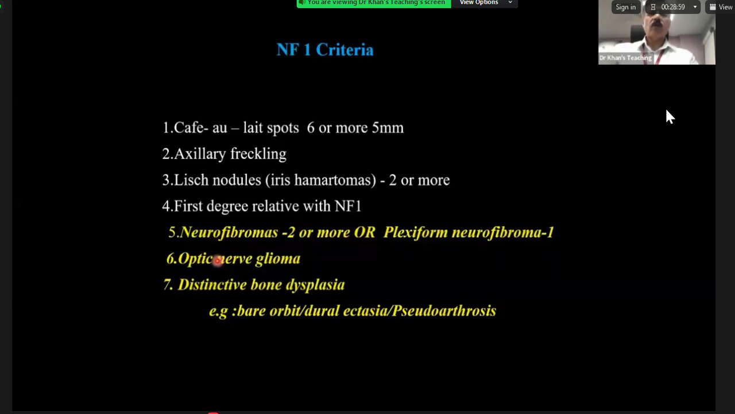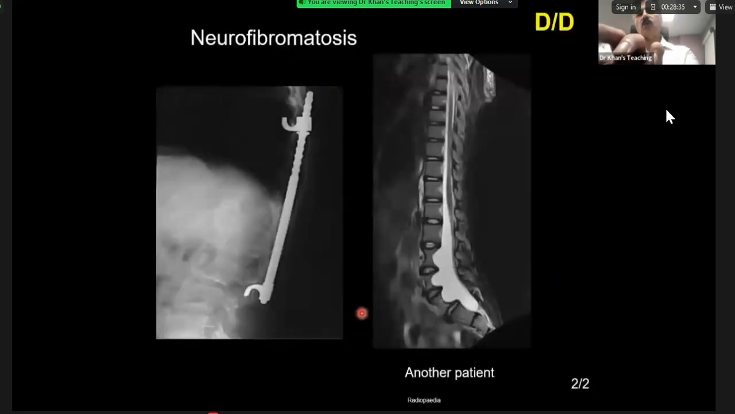Optic nerve glioma. Look at this distinctive bone dysplasia. And please remember, earlier today when we did see the pseudarthrosis of the tibia, that is what can happen in NF1. Then there is what we call dural ectasia. Bare orbit, we will see it in CNS or head and neck module. But dural ectasia is what you were looking at. In dural ectasia, what happens is, it is an apathetic dura, simple as that, which can cause posterior scalloping.